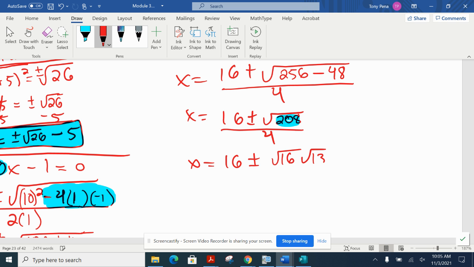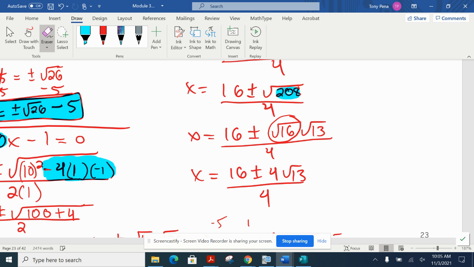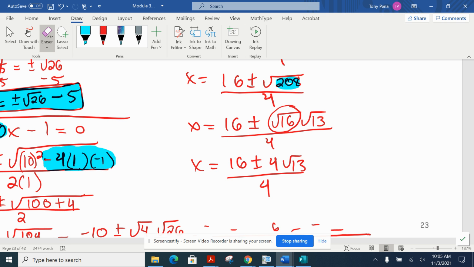Good. Maybe not obvious. You may have to punch around on your calculator a little bit figuring that out. But 16 and 13, multiplied together, give you 208. 16 is our perfect square. So I get 16 plus or minus the square root of 16, which we know to be 4, and then all of that is divided by the 4 in our denominator. Like I told Ben, because this is what Ben had, if this is a homework question or on a quiz and it's open-ended, this is right. There's nothing necessarily wrong with this.